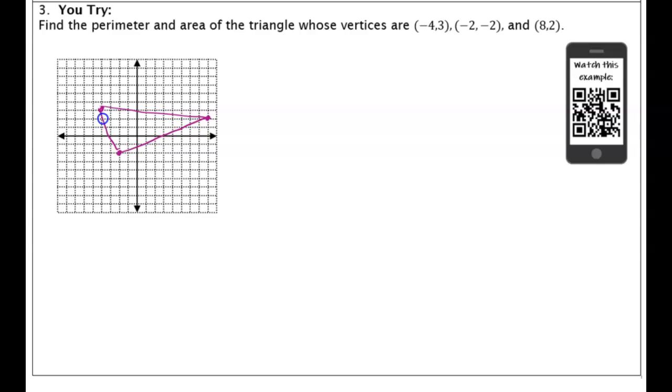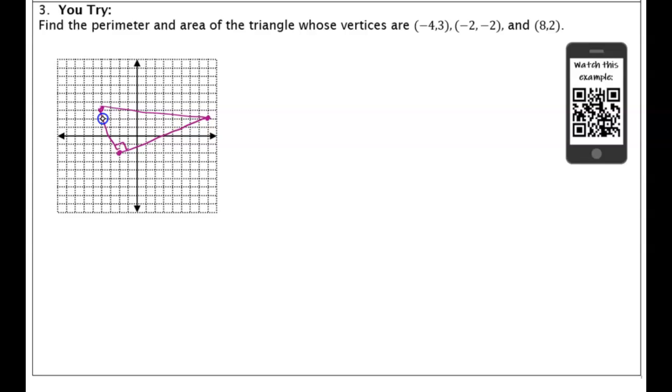Now I can't say for sure right now, but it looks like this corner right here might be a right angle. So that's something we'll check when we get closer to that part of our problem. So the first thing I need to do is figure out all of my side lengths.